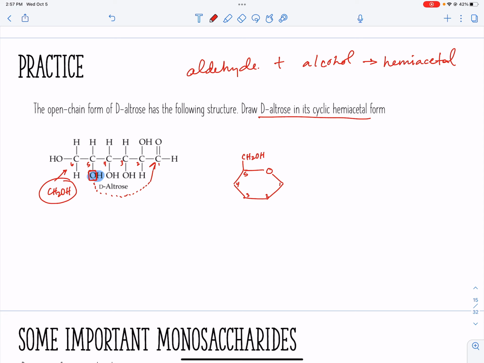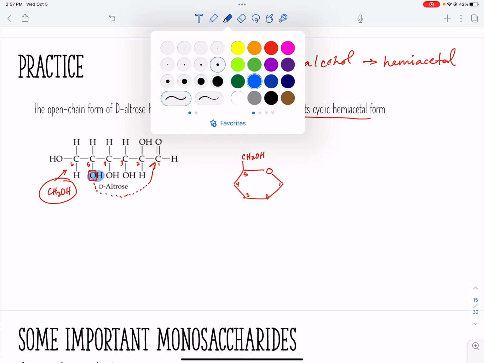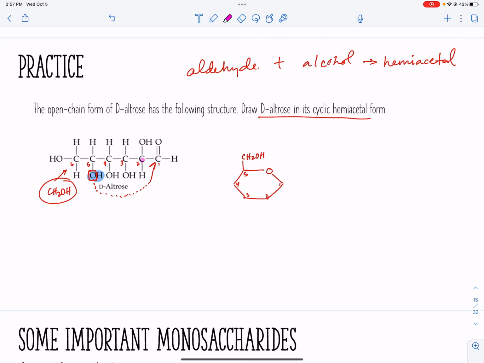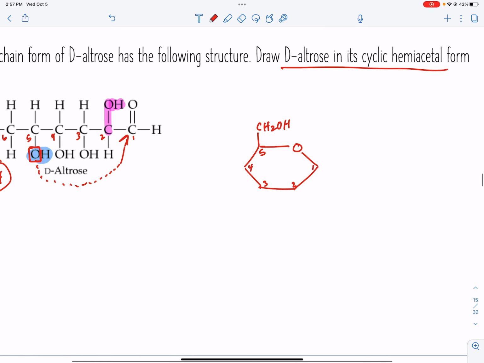Okay, now all you have to do is go on putting the OH groups on the correct carbons. So if we look for just a second, I'm going to highlight in pink. We have carbon 2, and it has an OH group that is pointing up. So on carbon 2, I'm going to draw an OH group pointing up.